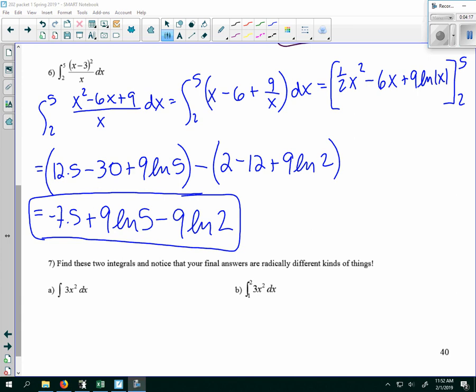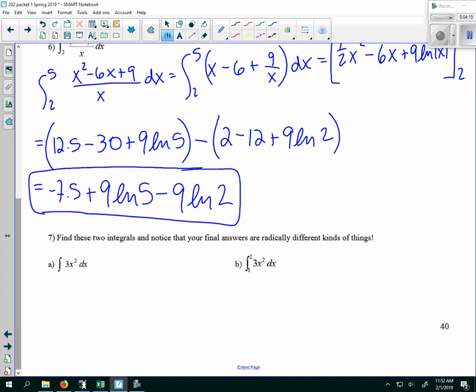Okay, I'm going to evaluate these two integrals. One of them has bounds, part B, and the other one does not. So the integral without bounds means find an antiderivative. So a function whose derivative is 3x squared would be x cubed plus c. So it's a whole family of functions, all of whom have a derivative of 3x squared.